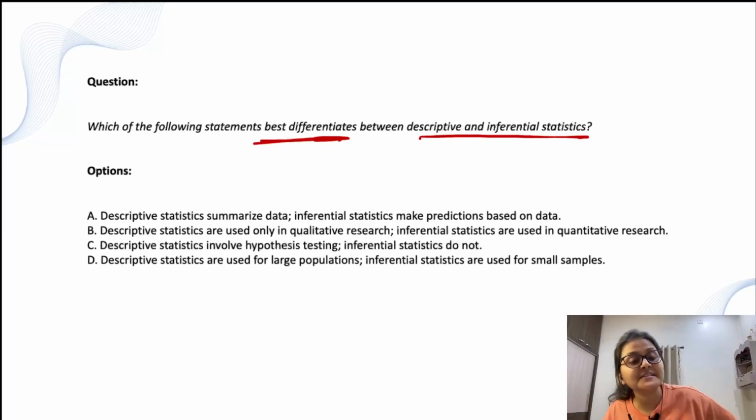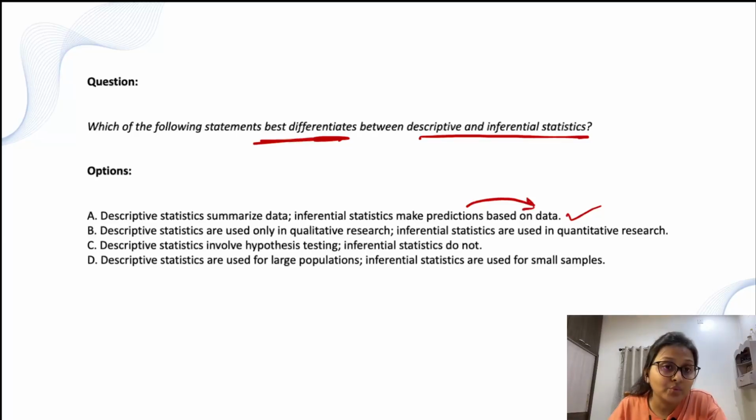First is, descriptive statistics summarizes the data. Yes, it is true. First there is collection of data, then presentation, interpretation, analysis. All this is being done. So this is true. And inferential statistics makes predictions based upon the data. This is even true. Assumptions are being created, a hypothesis is being created, and then if the hypothesis is true, our whole prediction will become true. So inferential statistics make predictions based on the data. So this answer is true. Now, whether this differentiation is the best or not, we are going to look further.